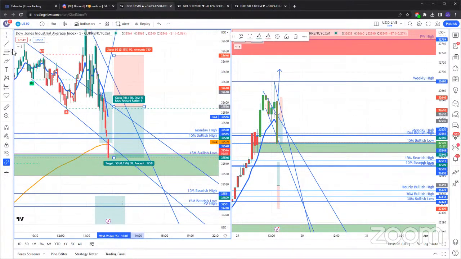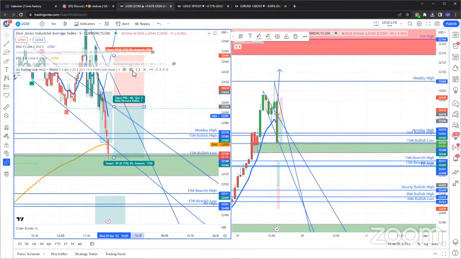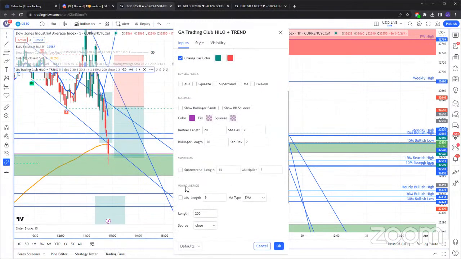US 30 goes down. So give me a second. Let me show you guys. Bearish. No, not moving average.